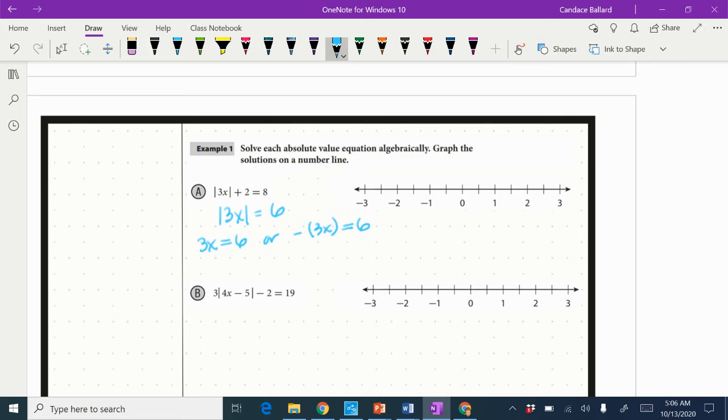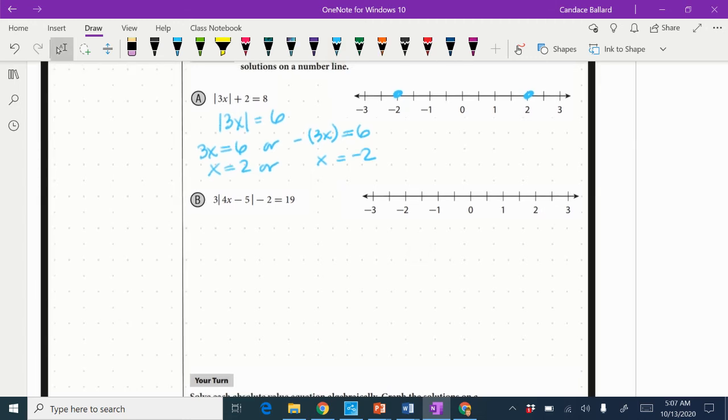That's why I disagree slightly with them. But it's worked for me for many years. I'm going to go ahead and solve these now. So I get x equals 2, or x equals, this is really a negative 3, divide by the negative 3, so negative 2. And then I would simply just plot solid dots on the number line. Okay, let's take a look at the next one.